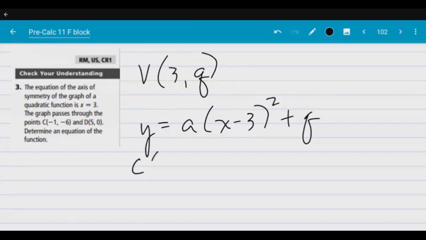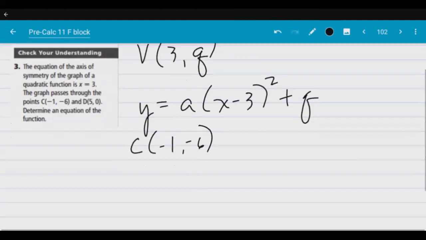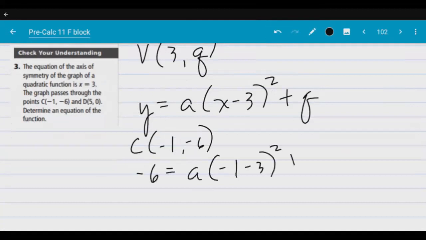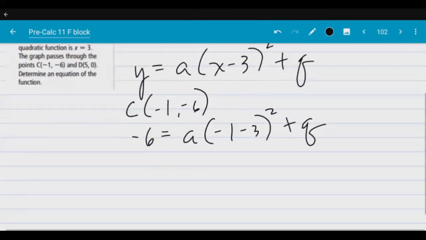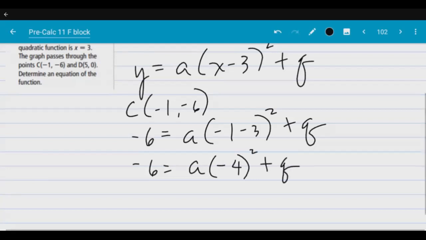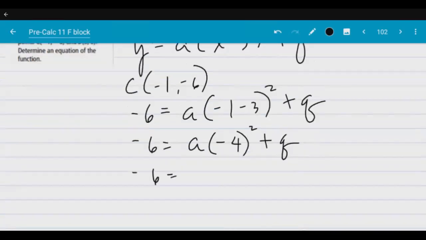Let's use the point C (-1, -6). And what can you do with that? Since that point is on the graph, it satisfies the equation. That means you can use these 2 values in place of the x and y. So -6 is equal to a times (-1 - 3) squared plus q. If you simplify this, it becomes -6 equals a times (-4) squared plus q. Simplifying some more, -6 is equal to 16a plus q.